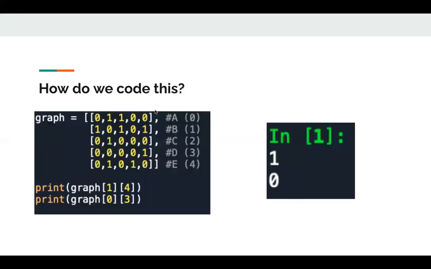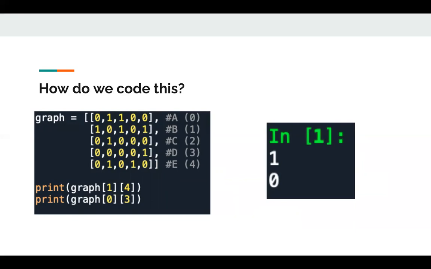How do we code this? To represent a graph in code, you can use a 2D array. The ones and zeros are used in place of Boolean values, so a 0 means false and a 1 means true. Each line of an array represents a vertex in the graph. So in our example here, we have 5 vertices. The ones and zeros tell us what each vertex is connected to. It is the vertex's edge list.